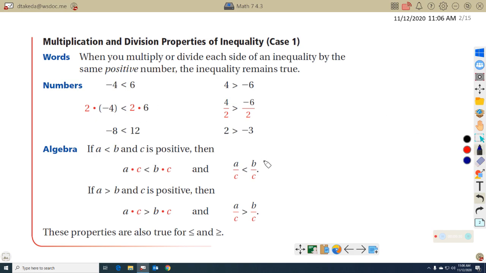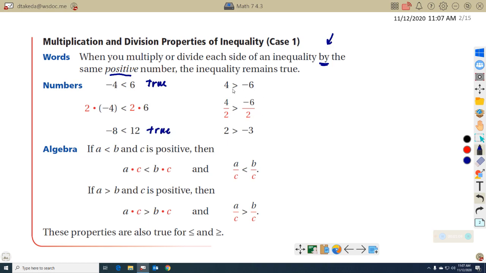You don't have to write all this down in your notes, but I want to talk about this. Let's read together what this says here. When you multiply or divide each side of an inequality by the same positive number, the inequality remains true. This is very important. Let's take a look at what happens here. Negative 4 is less than 6. This is true. If I multiply both sides by the same positive 2 in this case, I end up with negative 8 is less than 12, which is still true.